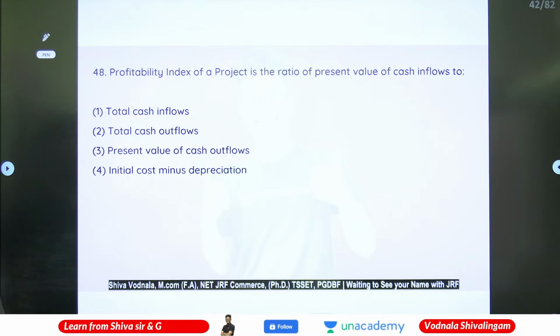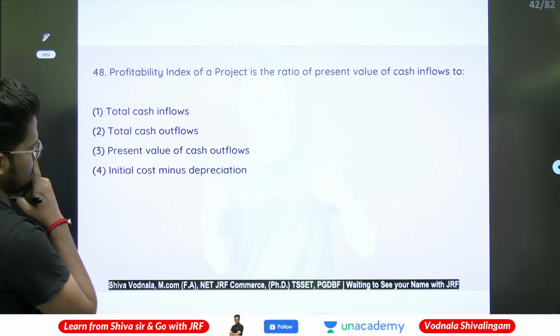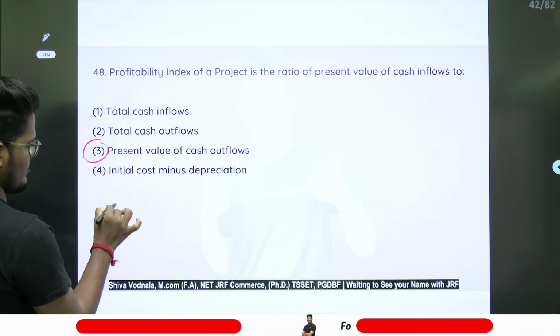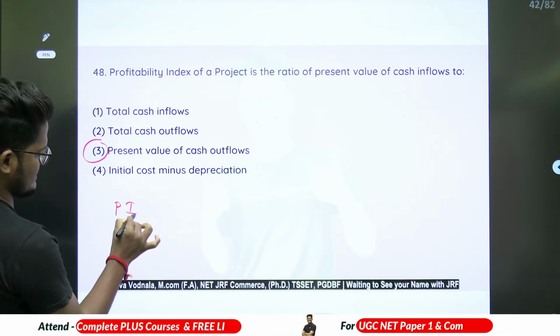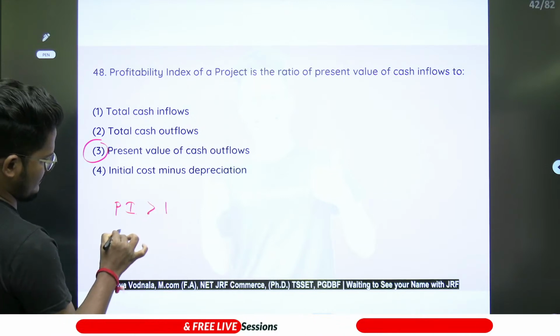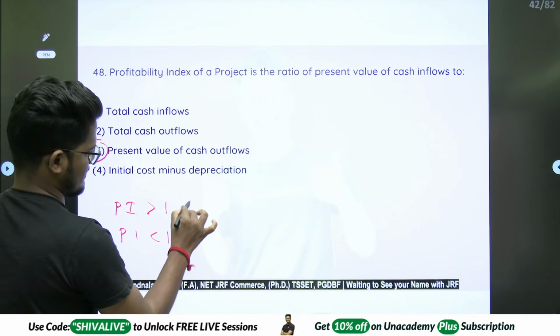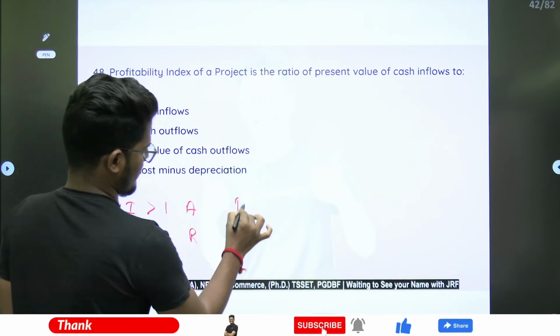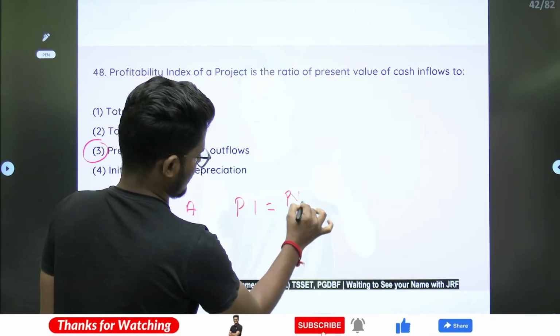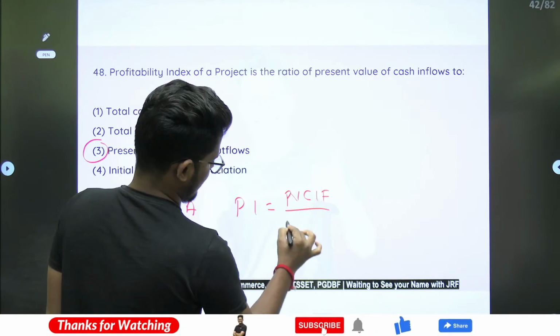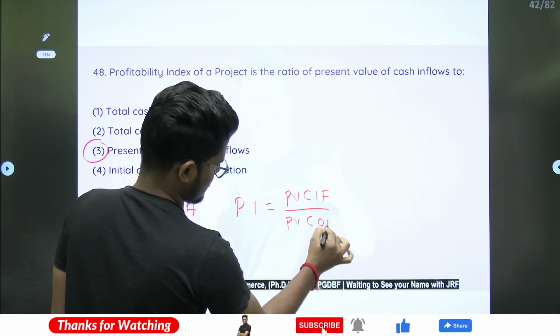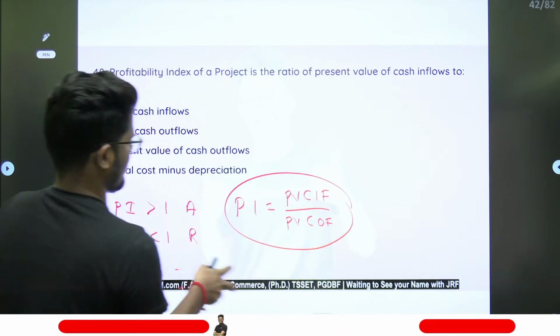Profitability index of a project is a ratio of present value of cash inflows to present value of cash outflows. Option 3. Because profitability index is an index. If it is more than 1, accepted. If it is less than 1, rejected. So accept and reject. Profitability index is equal to present value of cash inflows divided by present value of cash outflows. This is how it will be.